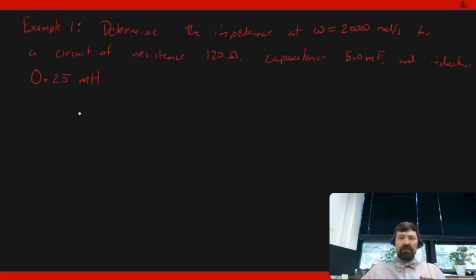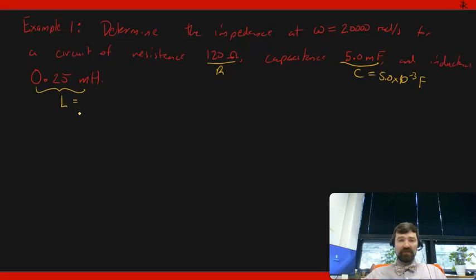All right, so let's determine the impedance at 20,000 radians per second angular frequency for an RLC circuit of R 120 ohms, C 5.0 millifarads, which is the same as 5 times 10 to the negative 3 farads, and L of 0.25 millihenries. That's 2.5 times 10 to the negative 4 henries.